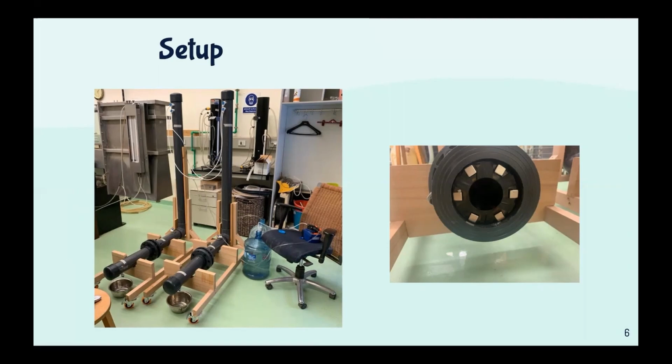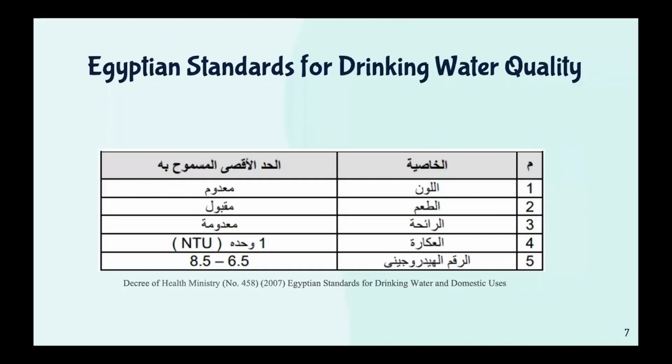A dosing pump and overflow valves were used to maintain the pressure head at 1.35 meters. The volume of filtered water was then measured every hour for a total of 8 hours per run. It is also worth noting that both setups were run simultaneously with water being supplied from the same source. Our main goal was to provide a water source that falls within the Egyptian standards for drinking water quality, which are shown in the table above.